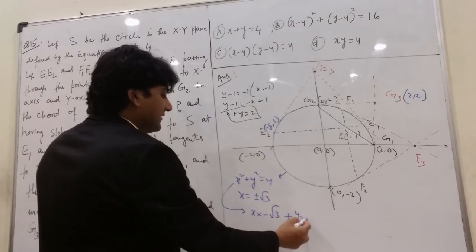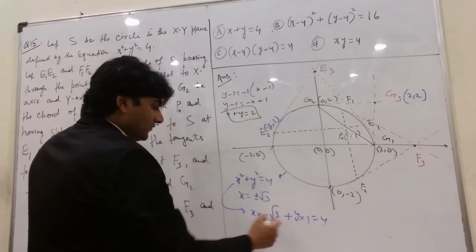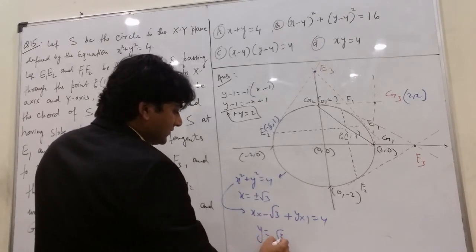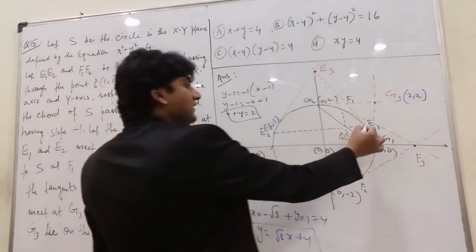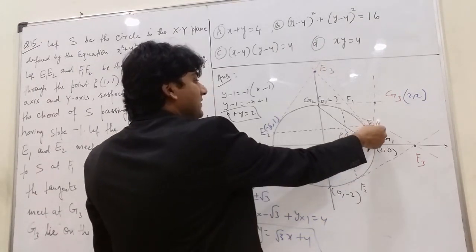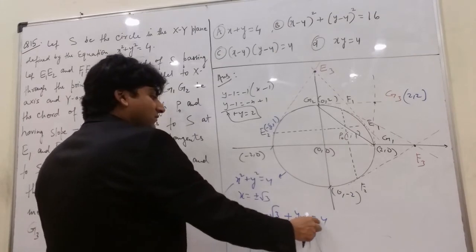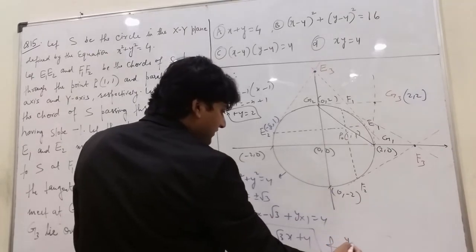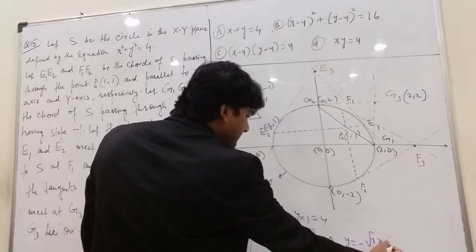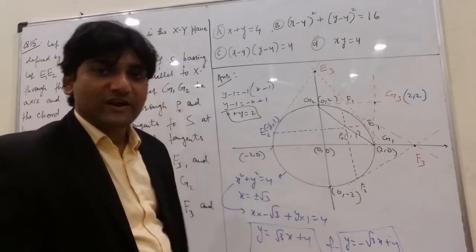Plus y square is y times y1. y1 is 1, equal to 4. So I got y equal to root 3x plus 4. Okay. Now E1 is the point root 3 comma 1. So if you put it over here, then x times root 3 plus y times 1 equals 4. Then root 3 will go to the other side, it will be minus root 3. So y equals minus root 3x plus 4. Okay, now you will solve this one, you can get your x and y.